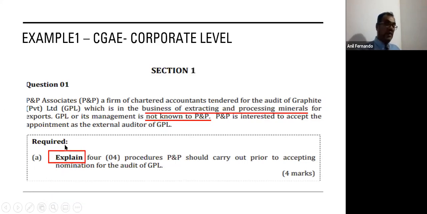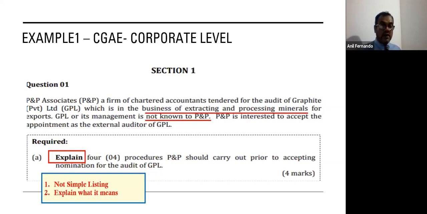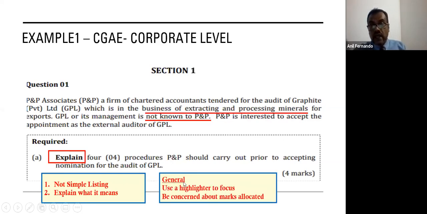What is required? Explain. So it's not a simple definition. You have to come out with your own explanation of the procedures PNP should carry out prior to accepting nomination. It's not simply listing procedures. It's an explanation, but that explanation should not be that lengthy.